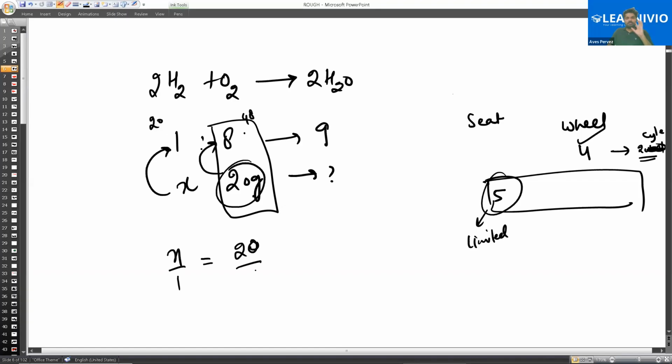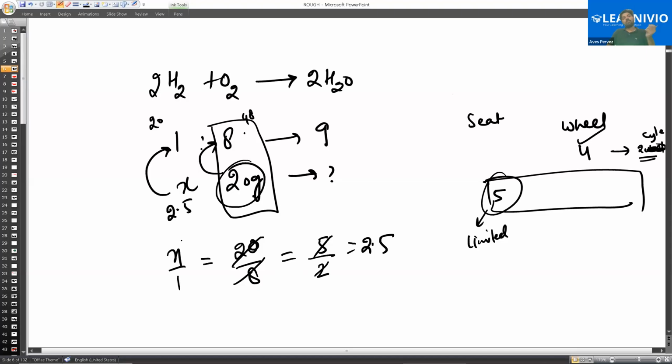20 upon 8. You cut it, you will get 2.5 grams. Means you require only 2.5 grams of hydrogen to completely react with 20 grams. So this is 2.5 grams.